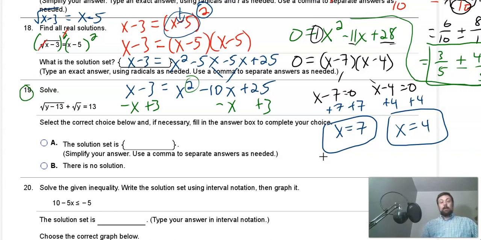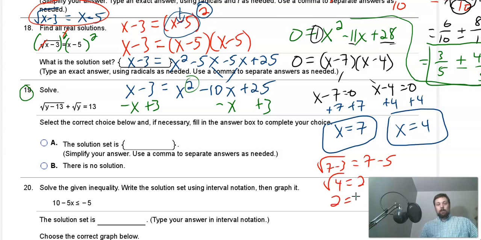So let's check x equals 7. We're going to plug it into this equation right here. So I'm going to get the square root of 7 minus 3, right? I'm plugging in 7 for x, equals 7 minus 5. I'm sorry, it's kind of hard to see that minus sign there. 7 minus 3 is 4. The square root of 4 is 2. That's the left-hand side. The right-hand side is 7 minus 5, which is also 2. So 7 checks out, works beautifully, right? Solves the equation, gives me a true statement. So 7 is a solution to the equation.